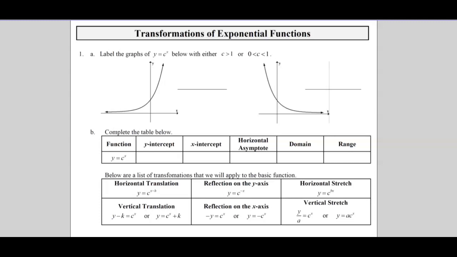Label those two graphs as either C being greater than 1 or C being between 0 and 1. Should be a snap. If it's increasing, what do you know about C?